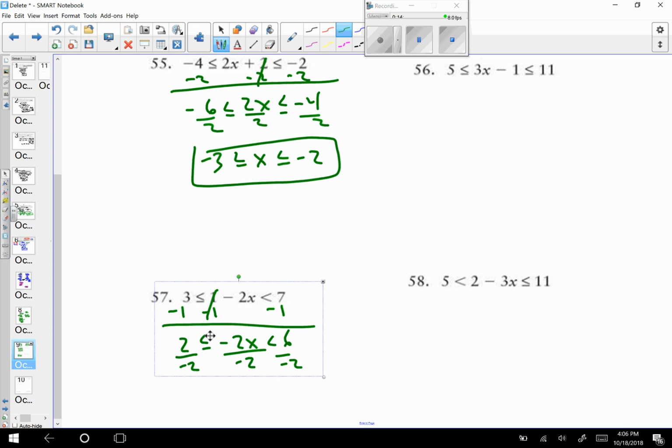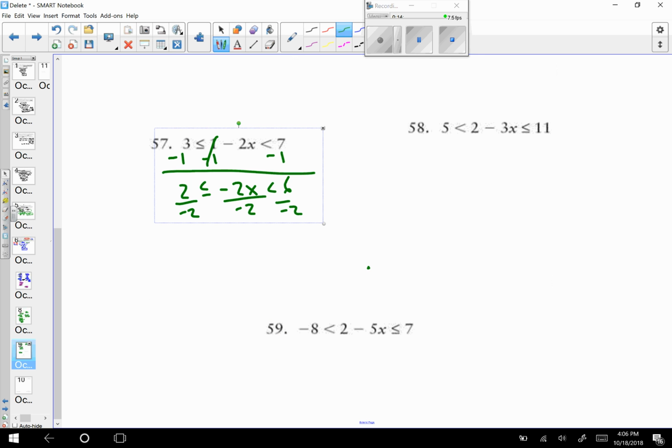When you do that, all the signs switch. So what I mean by that is 2 divided by negative 2 is negative 1. Less than or equal to, these cancel out, so you're left with x less than negative 3, right? So that's less than, this is less than or equal to. So this is your final answer.